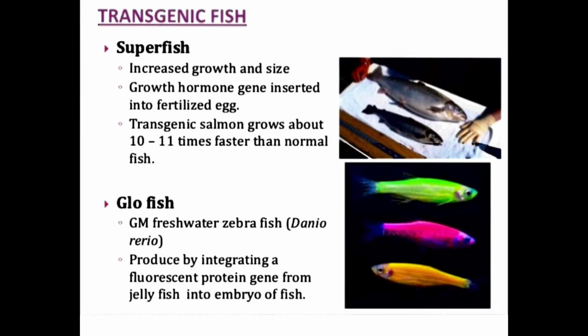The first one, transgenic fish. Superfish, increased growth and size. Growth hormone gene inserted into fertilized egg. Transgenic salmon grows about 10 to 11 times faster than normal fish as shown in the figure. Glowfish, GM freshwater zebrafish, Danio rerio, produced by integrating a fluorescent protein gene from jellyfish into the embryo of fish.